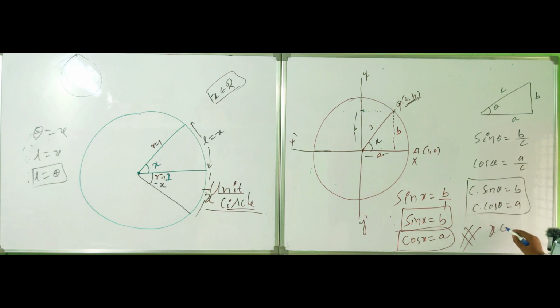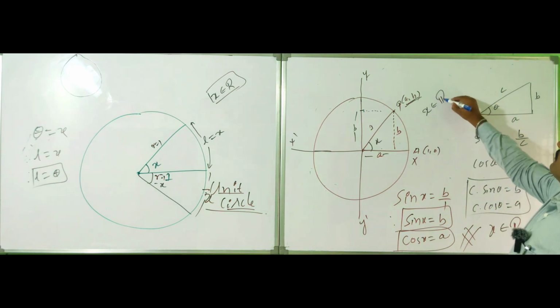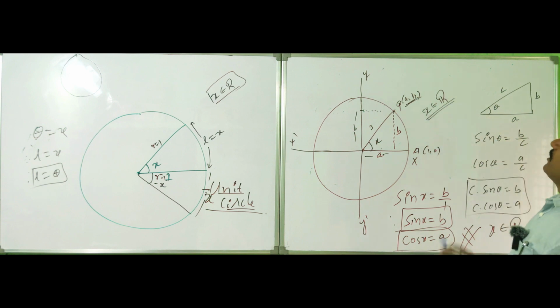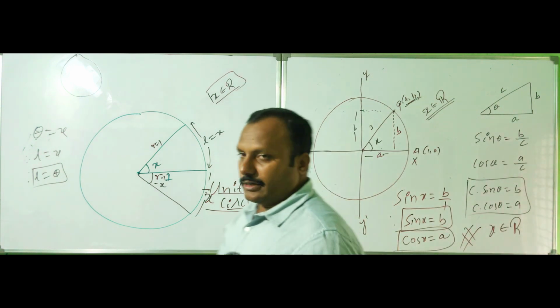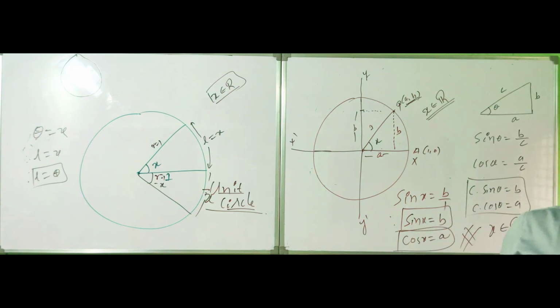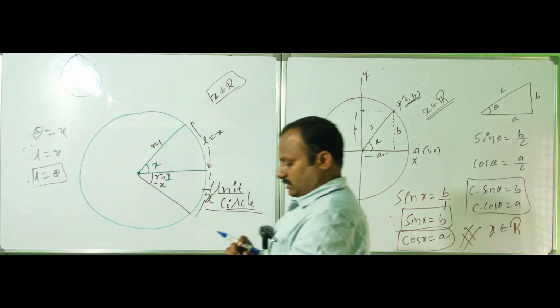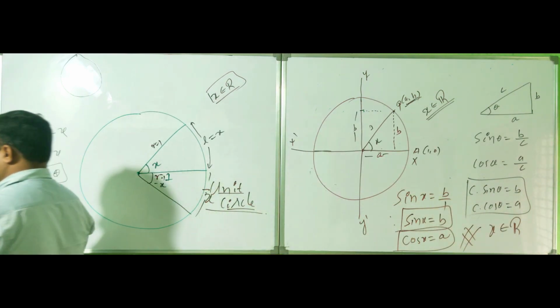All x belongs to R. x is defined for all values of a real number. This is the concept. You know, and already in the previous class, you know what the first quadrant is, what the values of the first quadrant, second quadrant, third quadrant, fourth quadrant are. Let's see the different values of sin x and cos x.